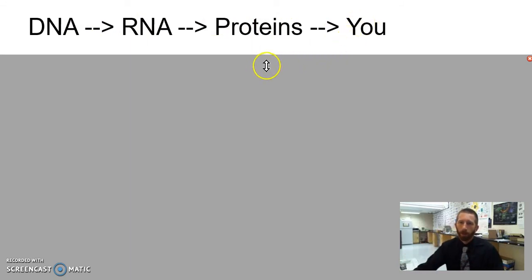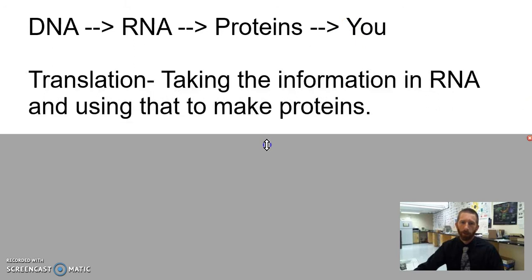That's the main thing. So let's go ahead and write down a definition for translation. Like I've already said, we're taking the information in RNA and we're putting that to work. We're using that information to make protein. So go ahead and write that down. I'll wait. You can pause the video if you need to. Perfect. Okay, good. Sorry, I drifted off to sleep there.